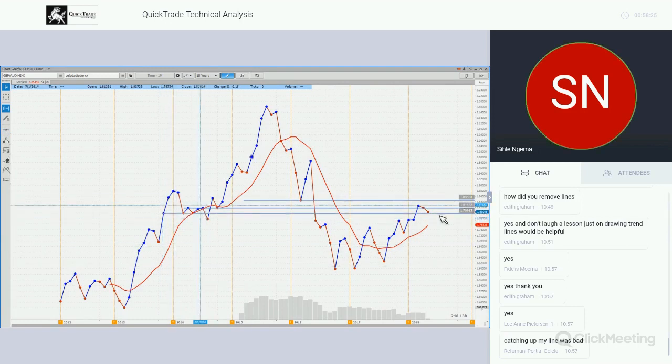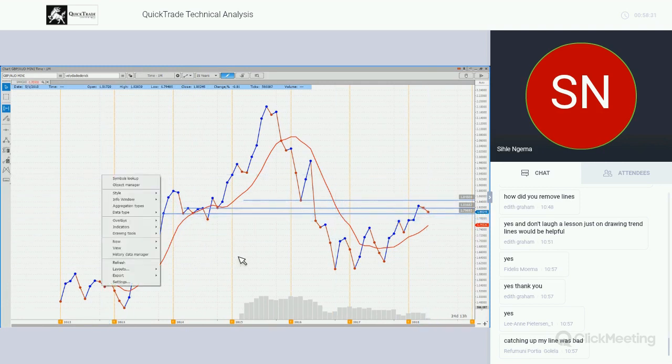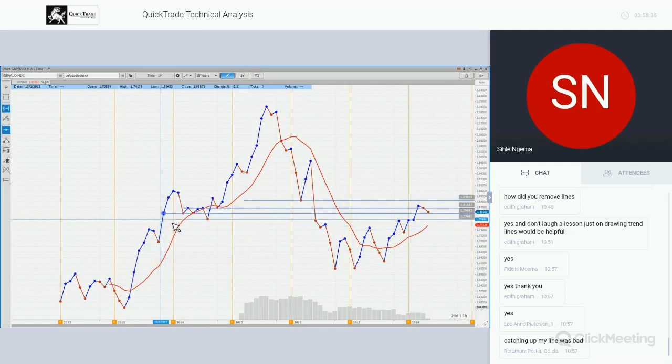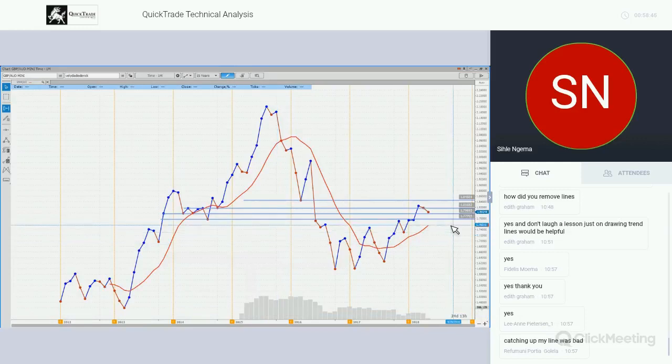This is another trend line that you're going to draw, and the market is around that line right now. This is our support. I think this is our main support here, around 1.78 or 1.777.